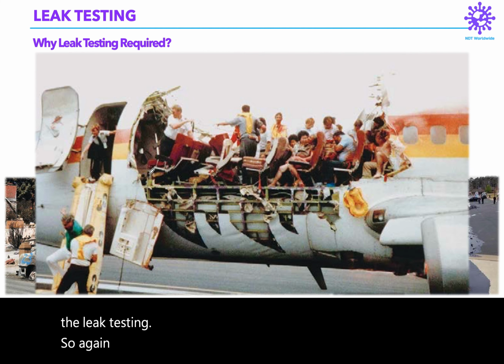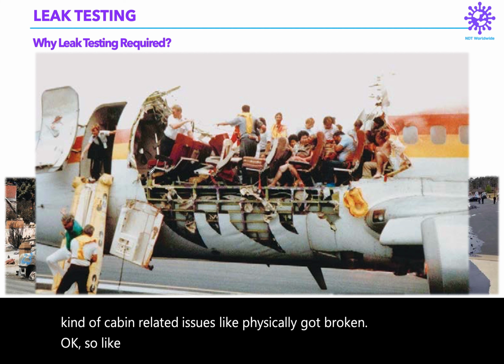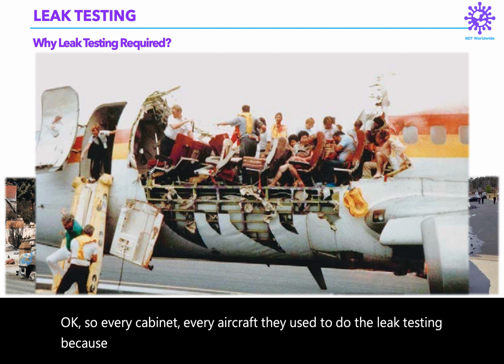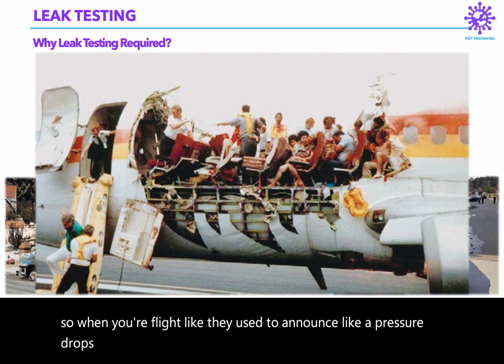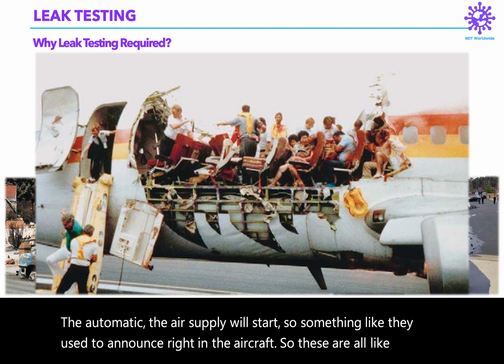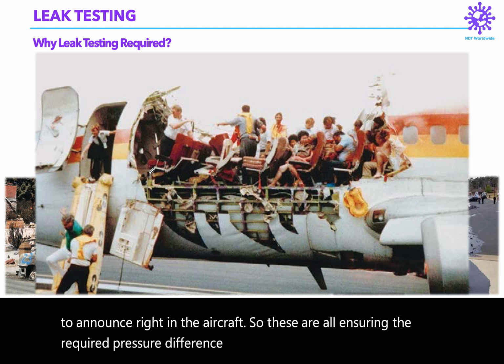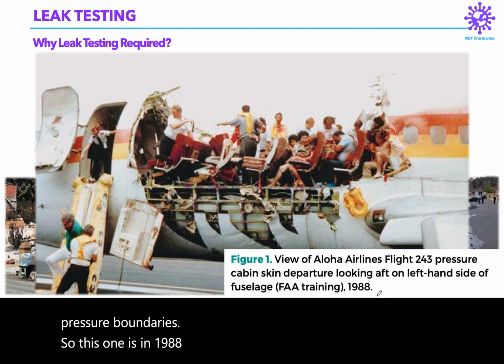You can see here, in the early days the aircraft also had cabin related issues, like the fuselage getting broken. Every aircraft used to undergo leak testing because they need to maintain the required cabin pressure. When you're flying, they announce that when pressure drops, the air supply will start automatically. So these are all ensuring the required pressure difference, meaning they maintain the pressure boundaries. This one is from 1988.